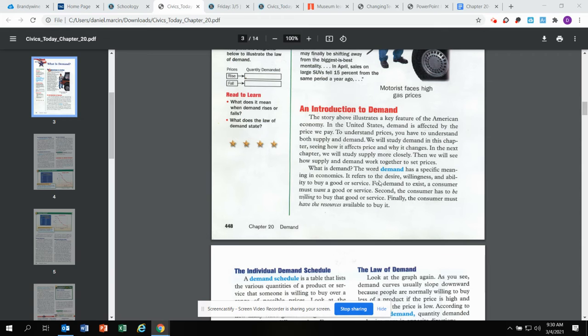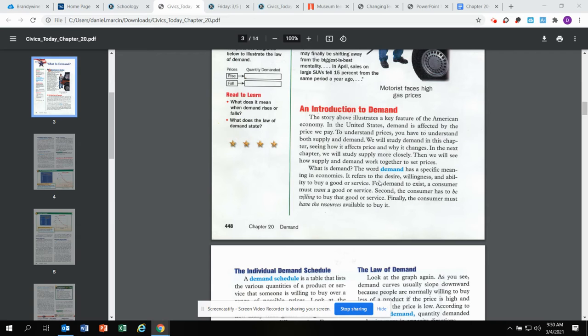The story above illustrates a key feature of the American economy. In the United States, demand is affected by the price we pay. To understand prices, you have to understand both supply and demand. We will study demand in this chapter, seeing how it affects price and why it changes. In the next chapter, we will study supply more closely. Then we will see how supply and demand work together to set prices.